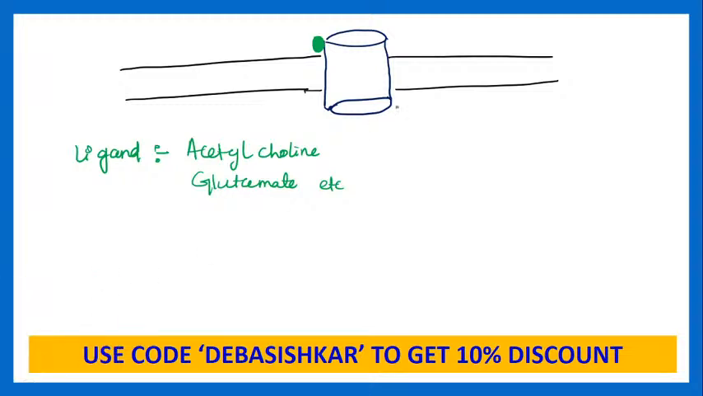So, for example, before the binding of this acetylcholine, the channel will be like this. This will be closed. So this is in a closed conformation, before binding with the acetylcholine. After the binding with the acetylcholine, this is our channel, and it will bind with our acetylcholine. Acetylcholine is nothing but a ligand, right?